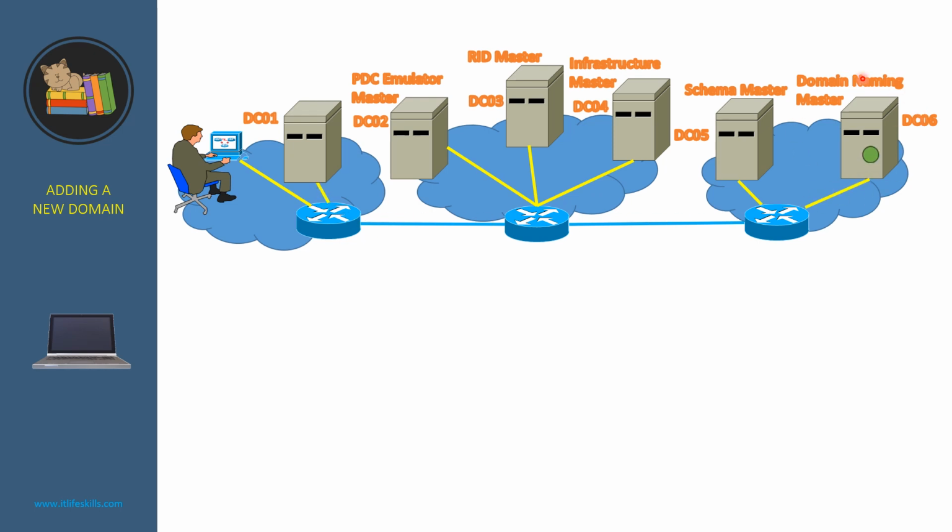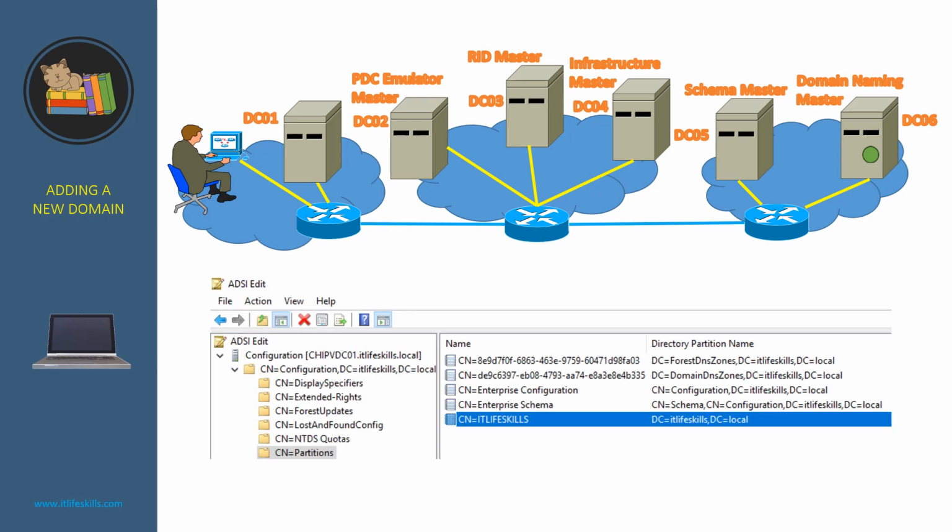The domain naming master will have to check in the partition container in the configuration database for the information of the new requested domain. If the new requested domain is available, it adds the new domain partition and the domain DNS zones partition to the partition container, and then it informs the DC promo process on the member server to continue.